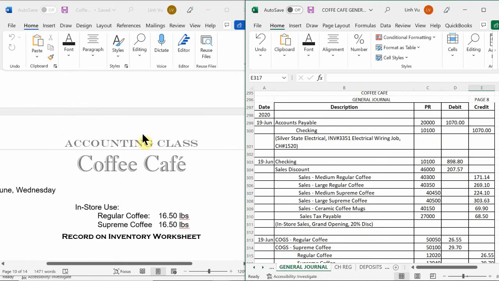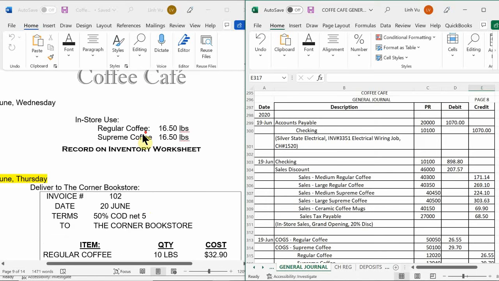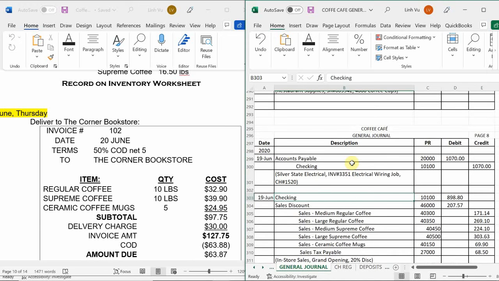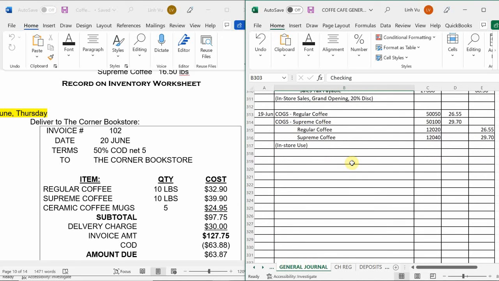This is where we last left off on the 19th. We finished the grand opening sales, so we're going to start right here on the 20th of June, which is Thursday. Okay, and here we left off on page 8 of the journal. So there we are, right here. So let's see what happened here.